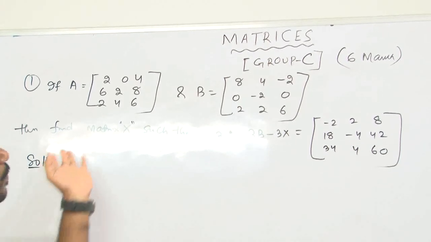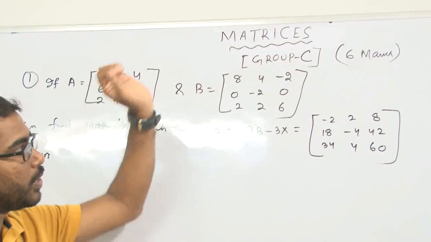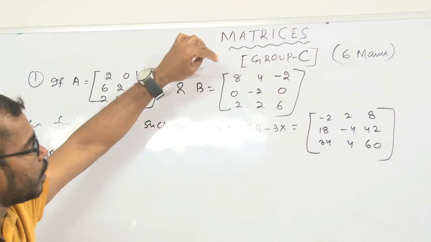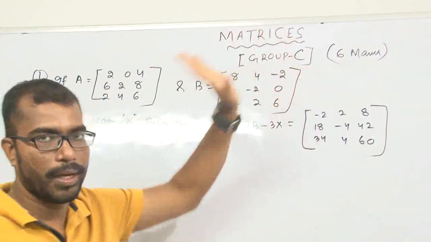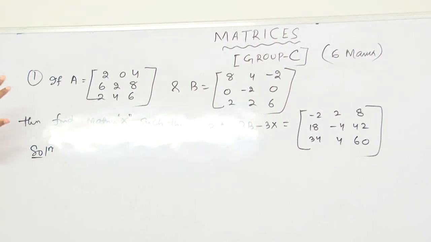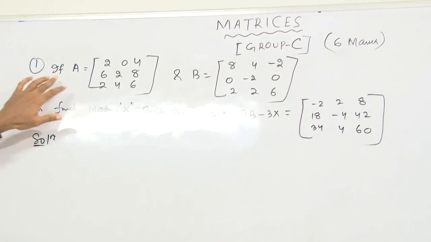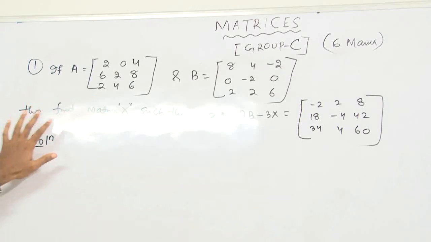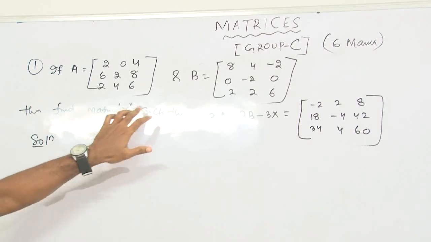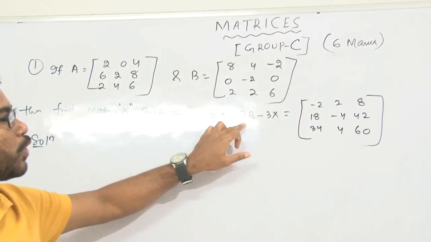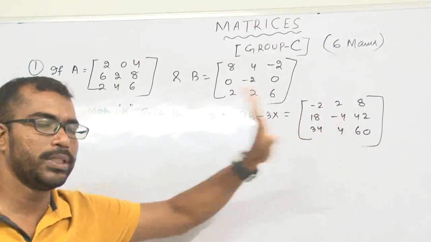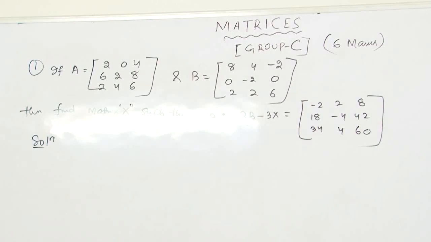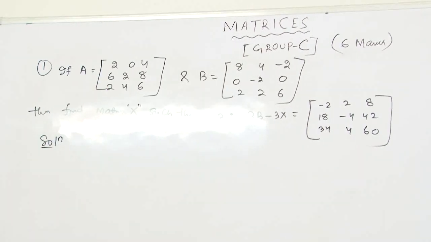Now proceed to group C category, which carries 6 marks. It is a long question type. So having 6 marks, here is question number 1 in the long type. If A is a matrix and B is another matrix, then find matrix X such that 3A plus 2B minus 3X is equal to the matrix. So we have to find the value of X because A and B are given here.